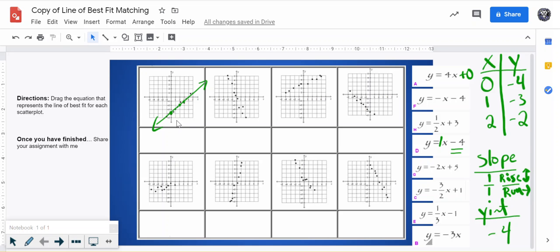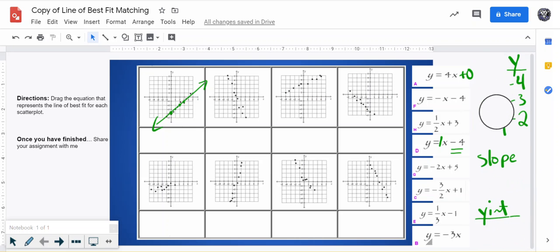Let's pick another one. Actually, I'm not even going to use the table just because the slope and y-intercept is just so much easier. Let's use this one. 4 is my slope, which is really a slope of, I want to think about that as a fraction, so 4 over 1. So I'm rising 4 and running 1. Remember, if this was a negative, then I would actually be going down. Since it's positive, I'm going up. And I'm always thinking about my run going to the right.